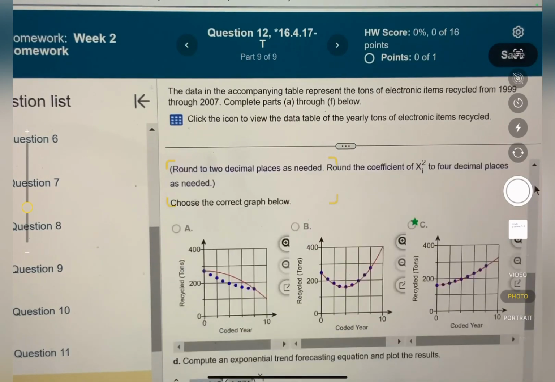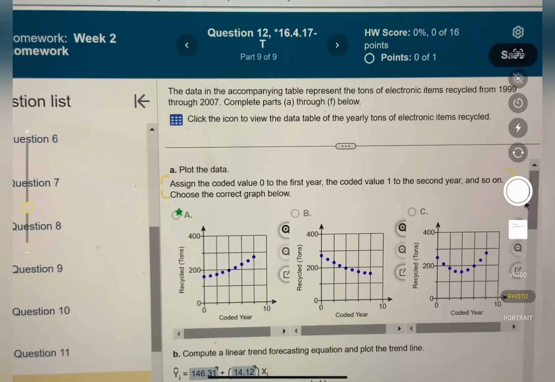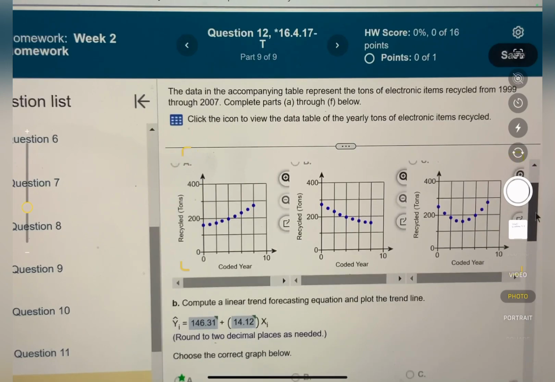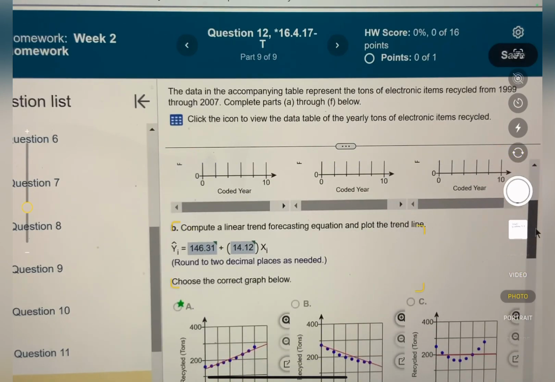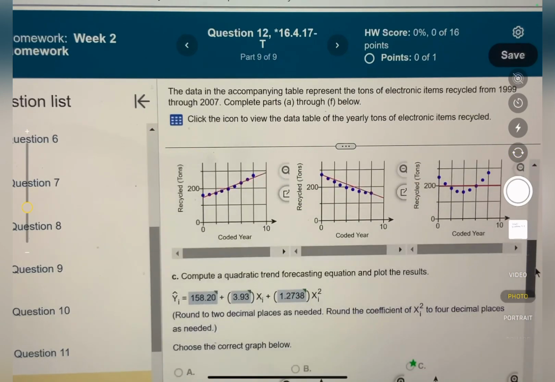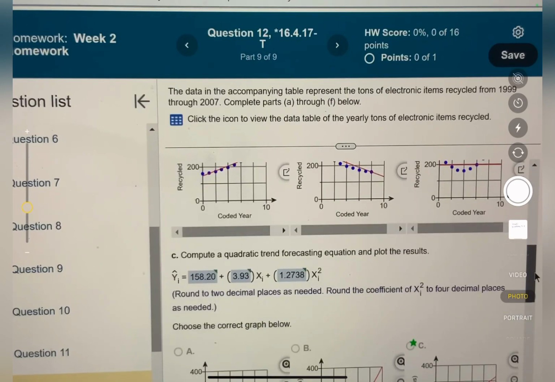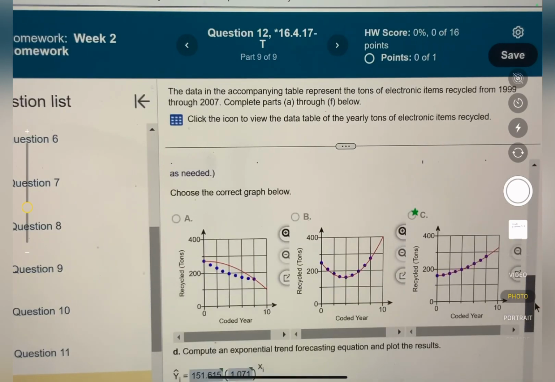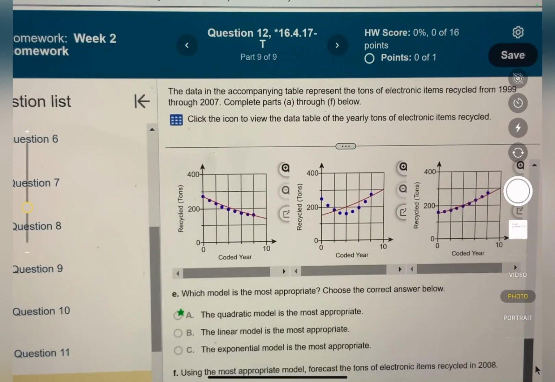Let me see if it's the same thing. Plot the data, it's an identical thing. And then trend forecasting, plot the trend line. We already know, here is a trend line, so we can do it again. And then the quadratic forecasting trend, we already know. Exponential, you already know. Okay.